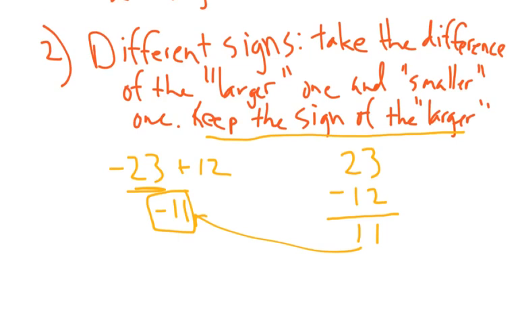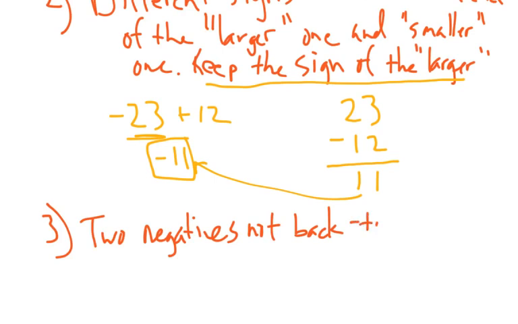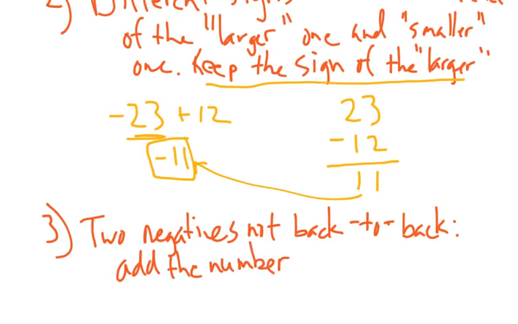And then finally, the third case is when we have two negatives, not back to back. What we do in this one is we just add the numbers and make the result negative.